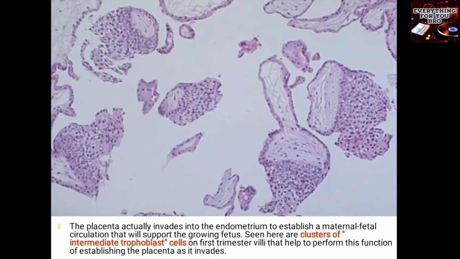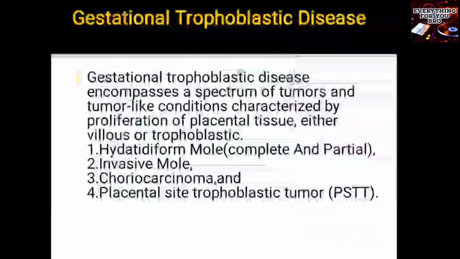So it invades, where the placental bed will already be formed by the endometrium. Into that endometrium, these villi will enter and invade. For that invasion, these intermediate trophoblastic cells will help in the establishment of this maternofetal connection. So coming to the diseases proper.